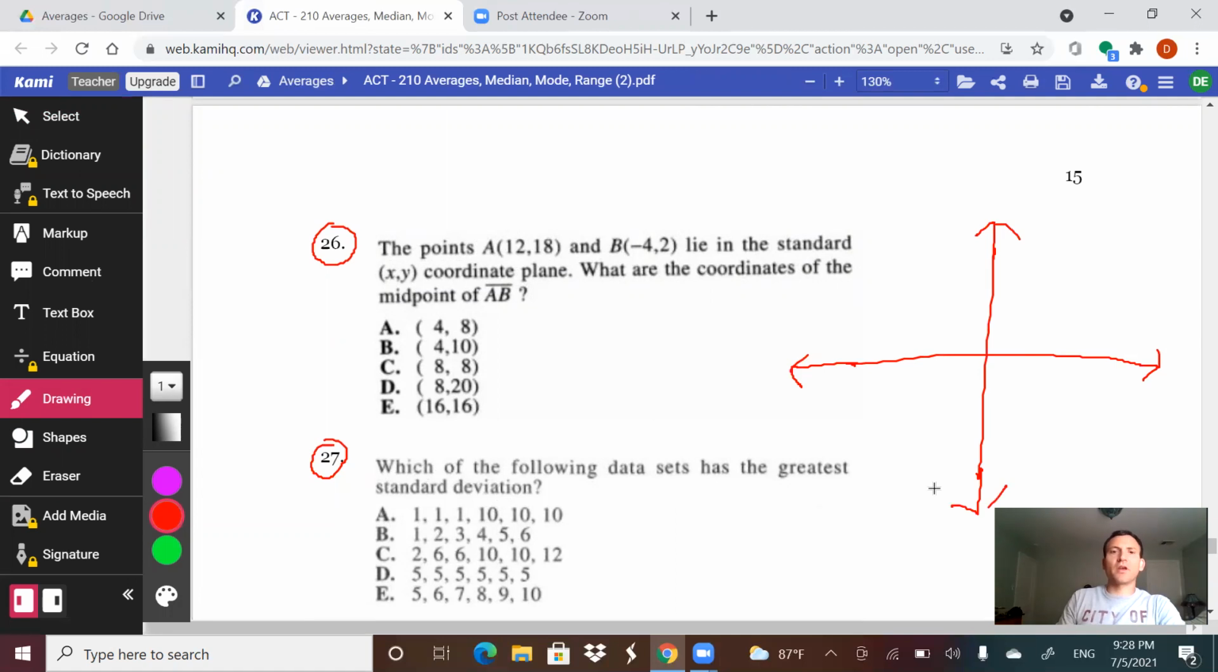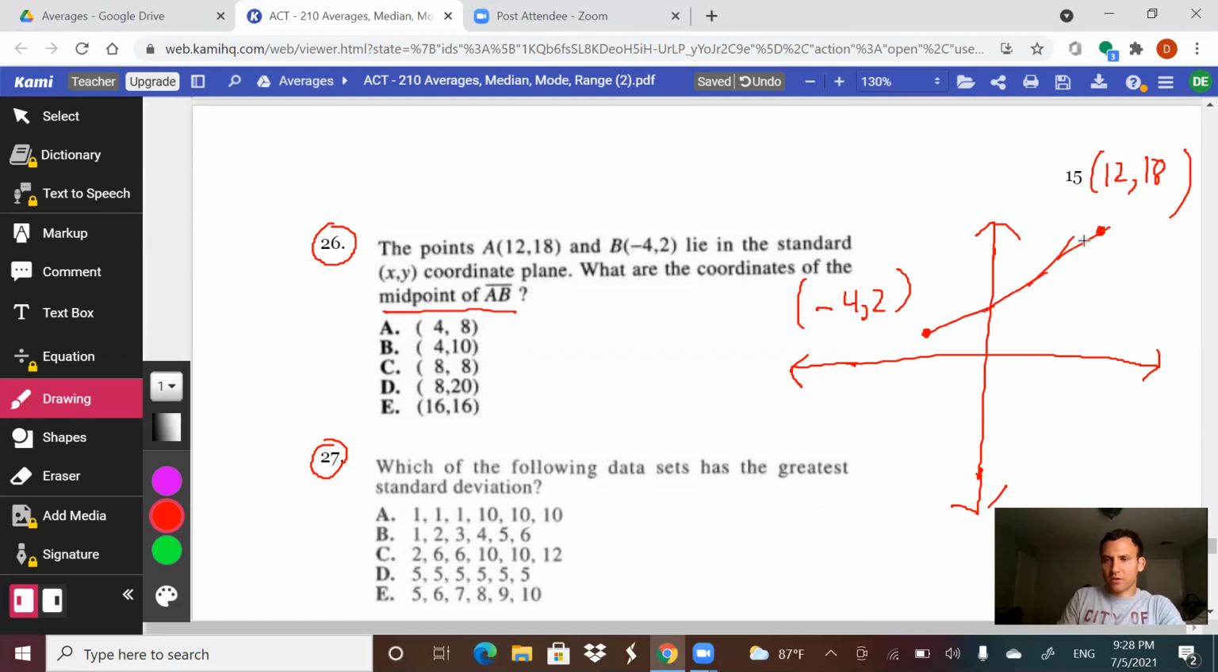And feel free to pause it and give it a shot. It wants to know the midpoint of line AB. A is at 12, 18. So we'll call this point 12, 18. B is -4, 2. And we want to know what's halfway between these. What's the midpoint?